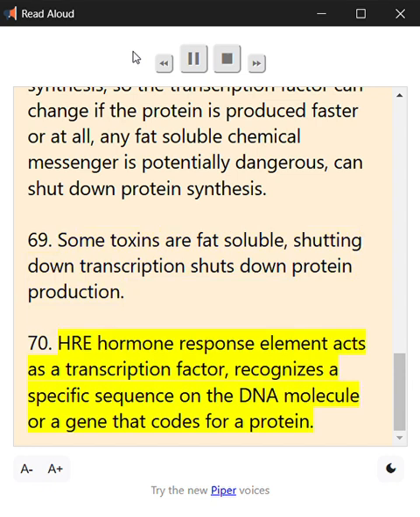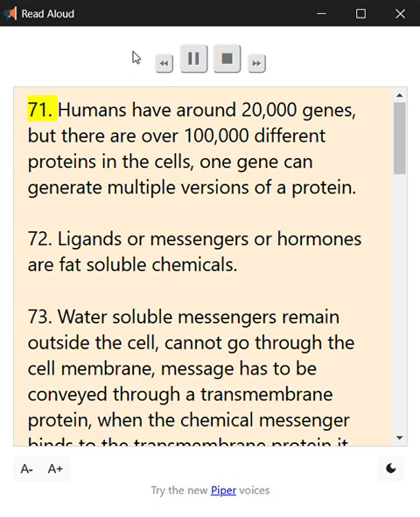70. HRE, hormone response element, acts as a transcription factor and recognizes a specific sequence on the DNA molecule, or a gene that codes for a protein. 71. Humans have around 20,000 genes, but there are over 100,000 different proteins in the cells. One gene can generate multiple versions of a protein. 72. Ligands or messengers or hormones are fat-soluble chemicals.